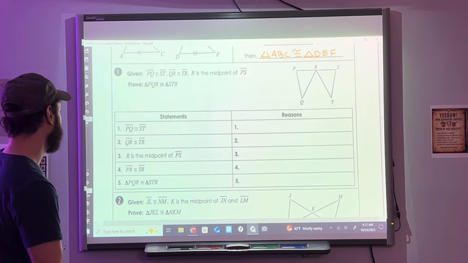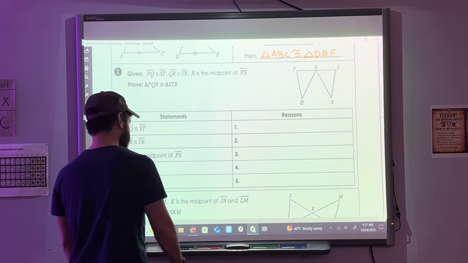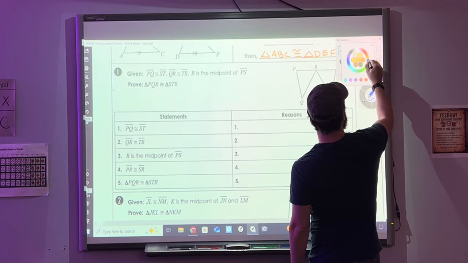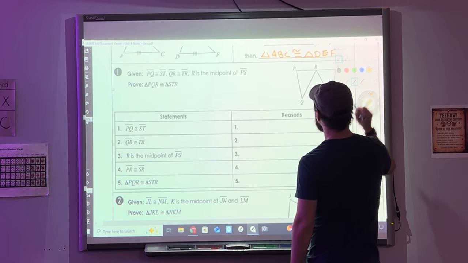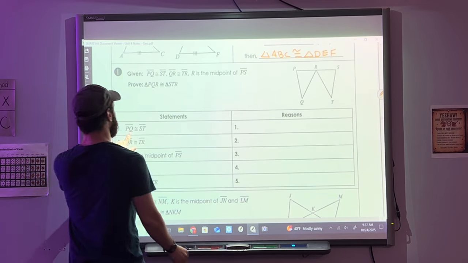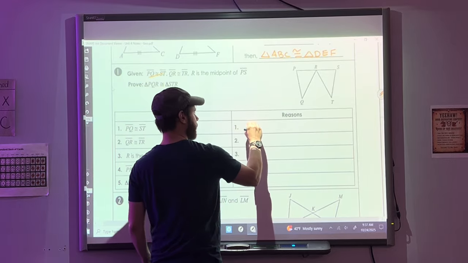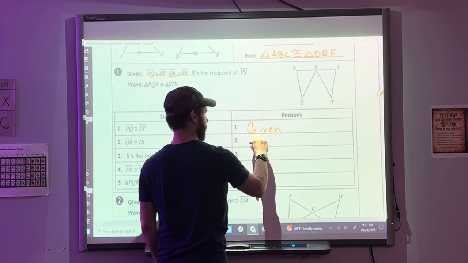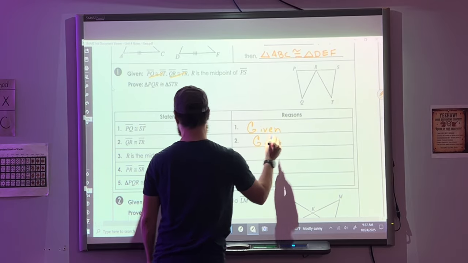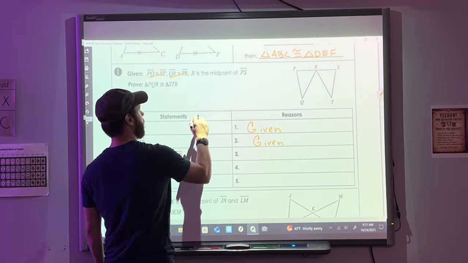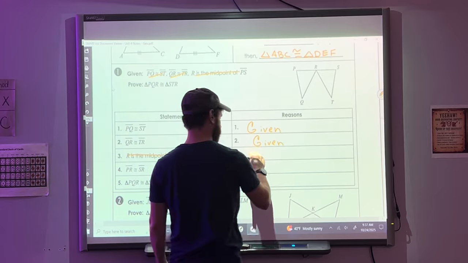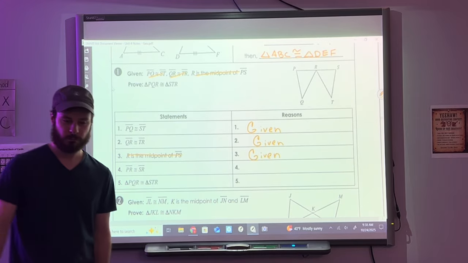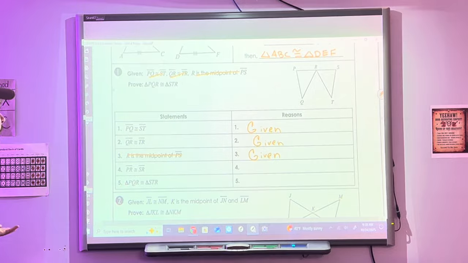So here in this proof, we've been given a lot of things. And that's fantastic, because I love when they give me a bunch of givens. This is the first thing they gave me. This is the second. And it tells me about the midpoint. So I have three pieces of given. I only have two more to go.